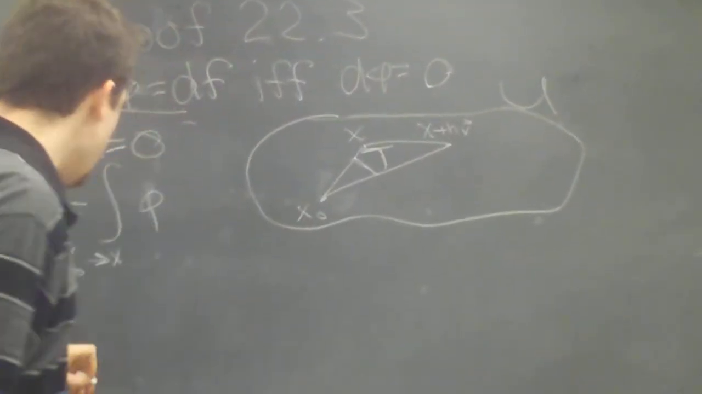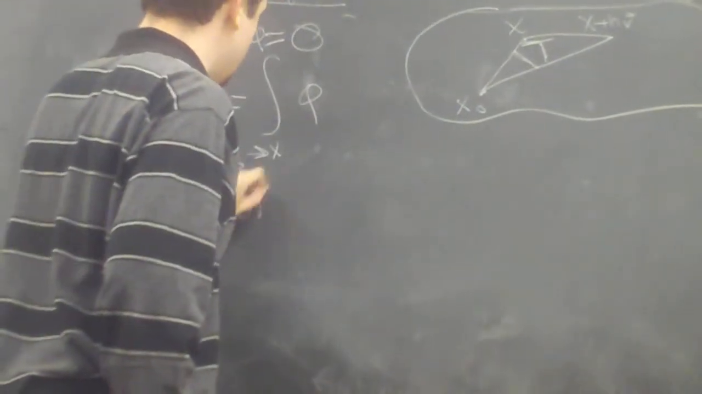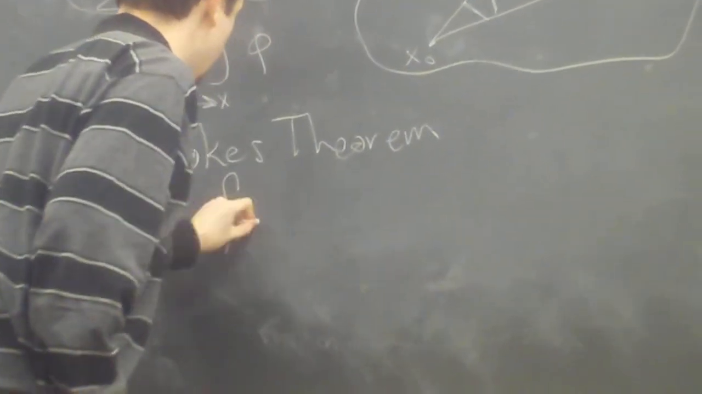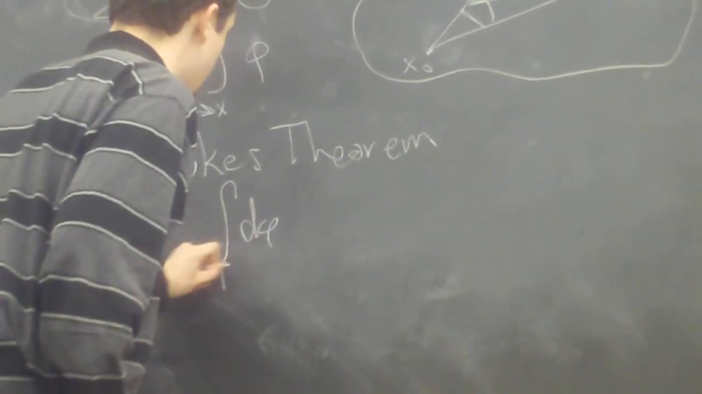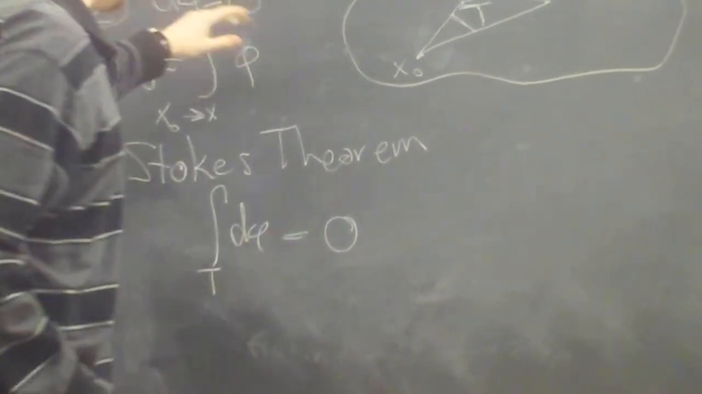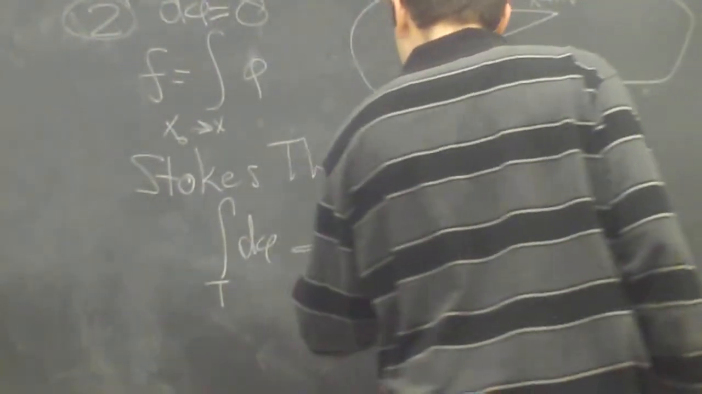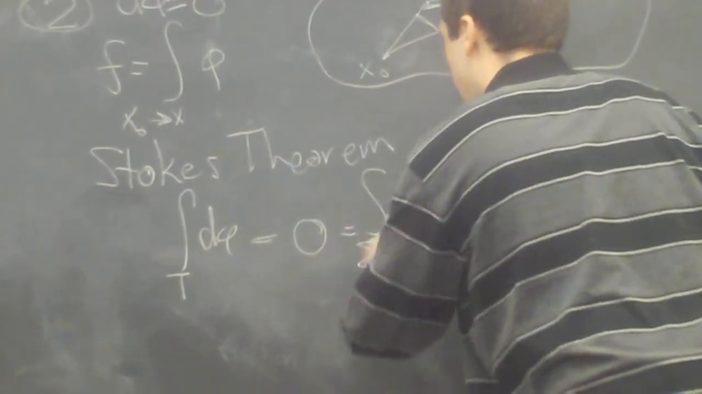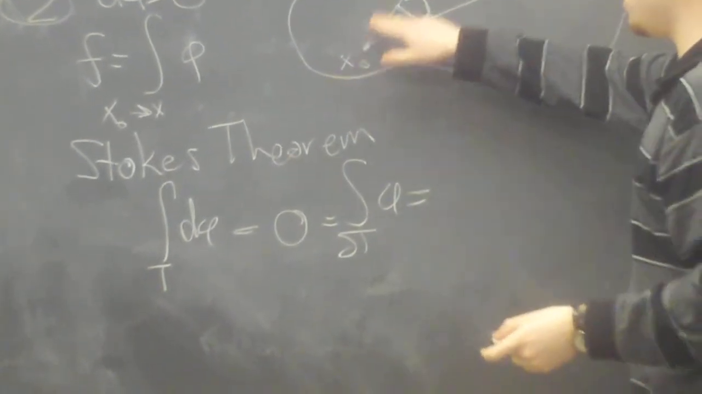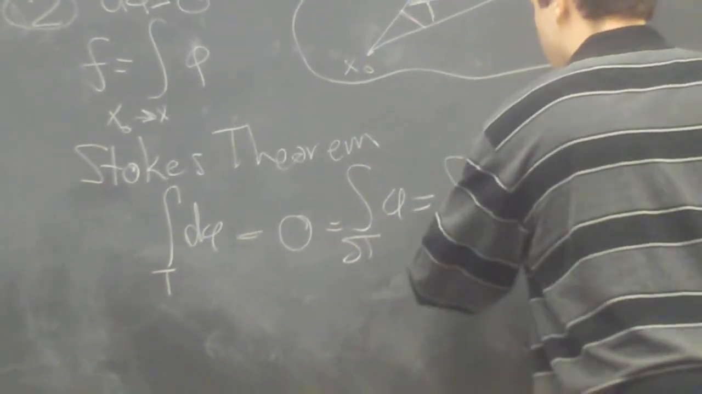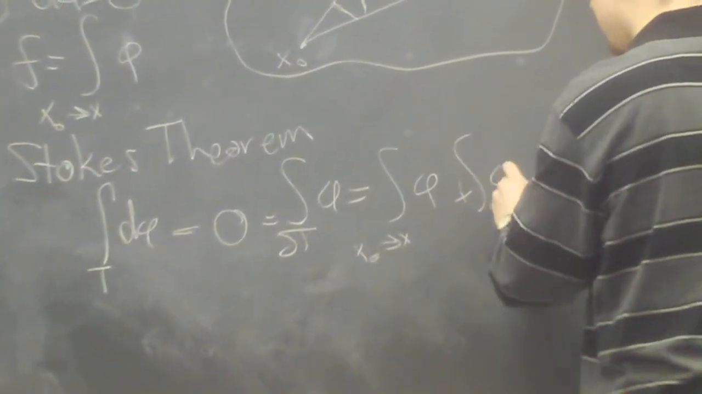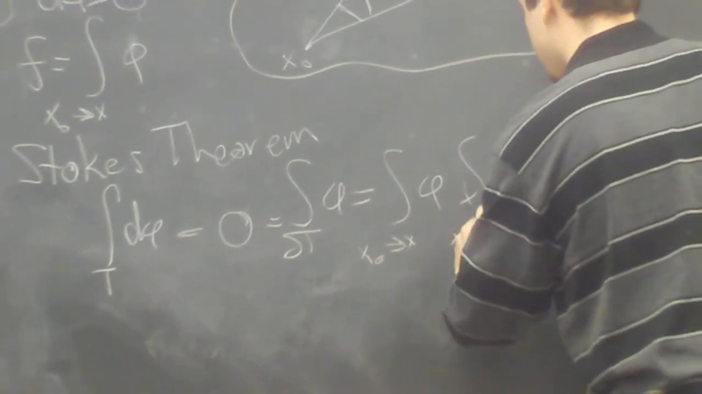So now, if we employ the use of Stokes' theorem, then we see that the integral of d phi over the triangle is equal to 0, since d phi is constantly equal to 0. But we see that this is also equal to, by Stokes' theorem, the integral of phi over the boundary of the triangle, which is equal to the integral over all three of these edges. So the integral of phi from x naught to x, plus the integral of phi from x to x plus hv.